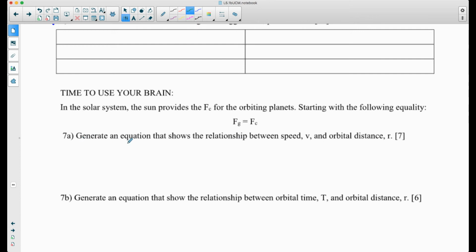This says generate an equation that shows the relationship between speed and orbital distance. Now, unto itself, you might say, wait a minute, I don't really know what you're talking about. But let's check this out. Here's the starting point. Going back to that picture from the front. The picture is, here's the sun.